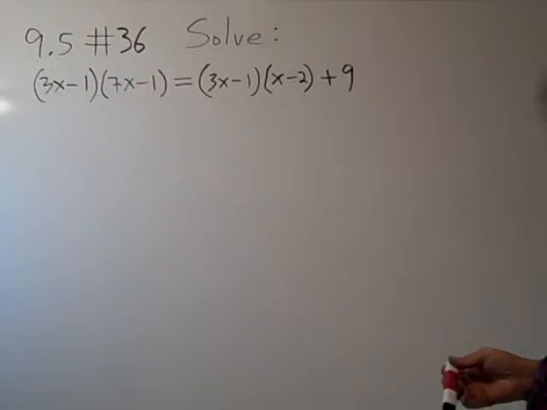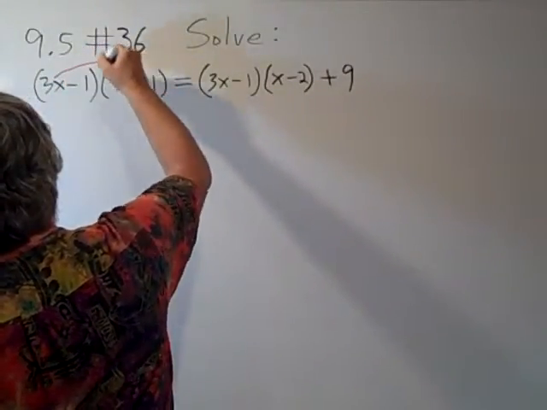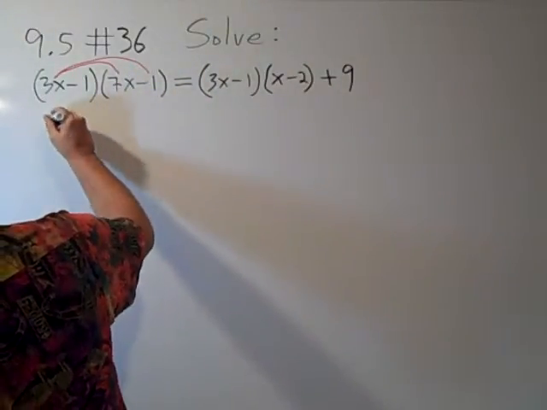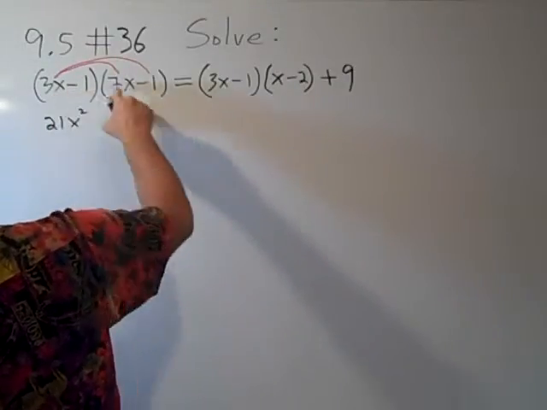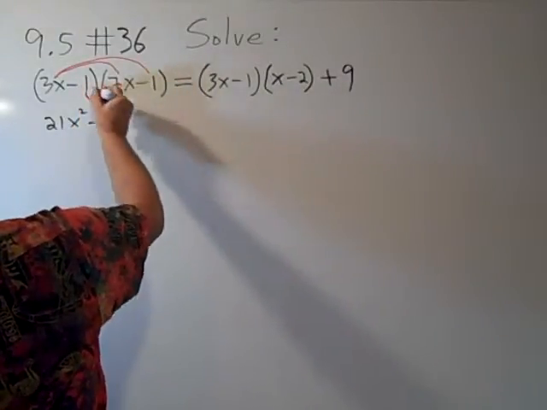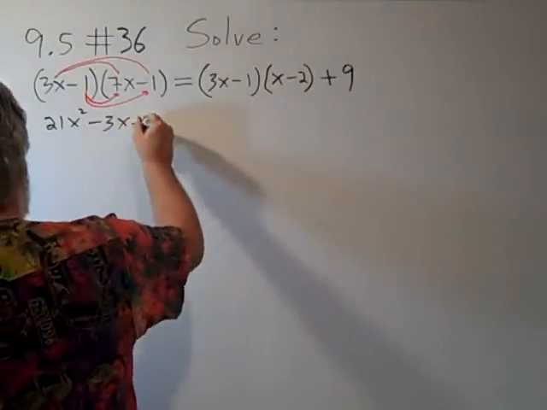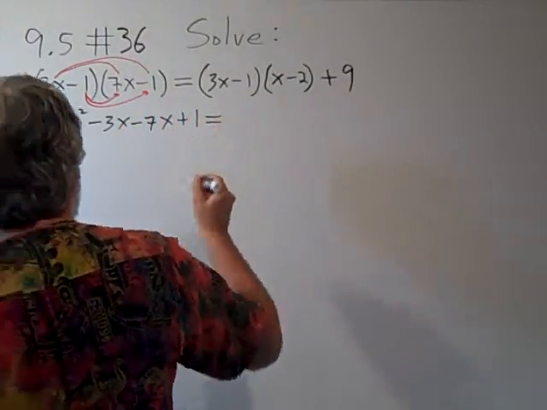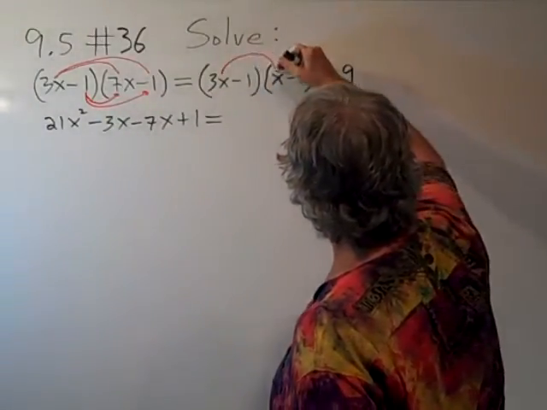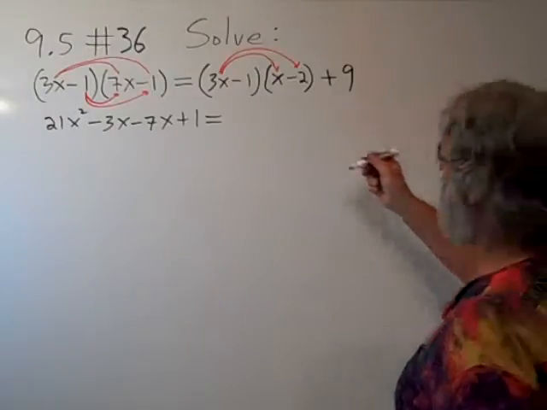First, we use the FOIL method to distribute. So we end up with 3x times 7x and 3x times negative 1. That's 21x squared minus 3x, then minus 7x plus 1, minus 7x plus 1 equals, foiling out this side, we have 3x times x and 3x times negative 2, which gives us 3x squared minus 6x.